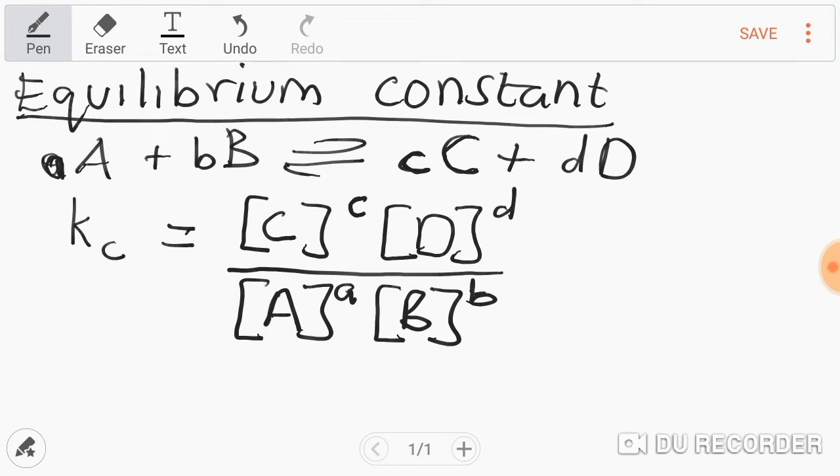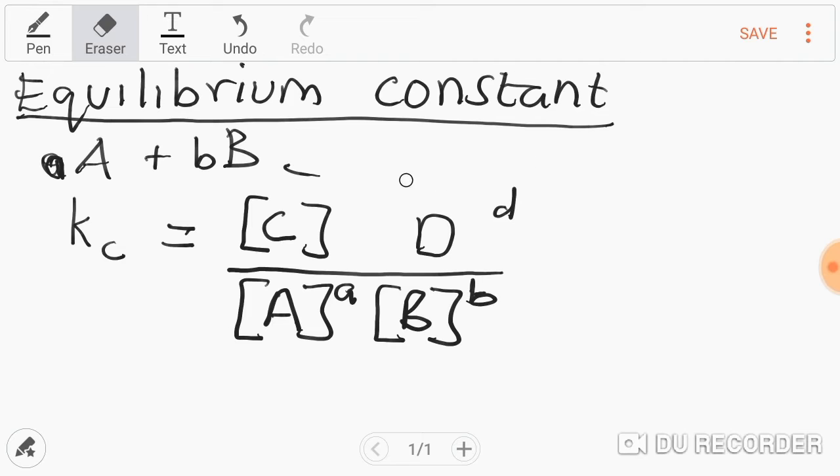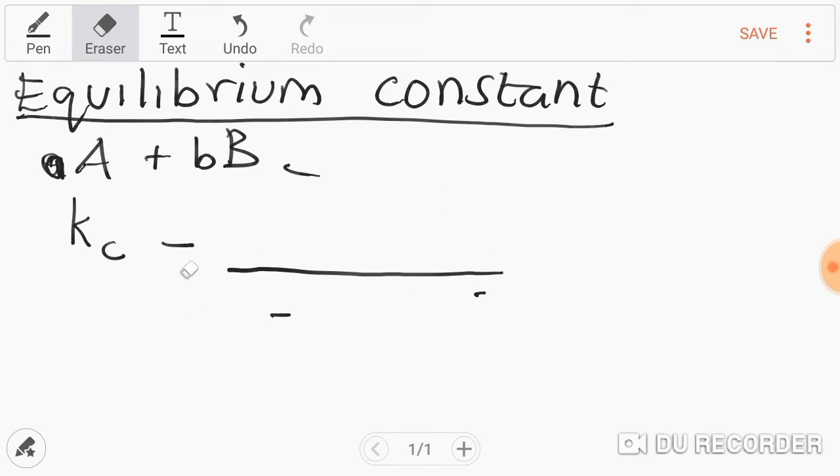So there we have it, guys. I hope you can see it. So now let's get an example. All right, let me erase this so that we can get an example. I hope you noted it down.